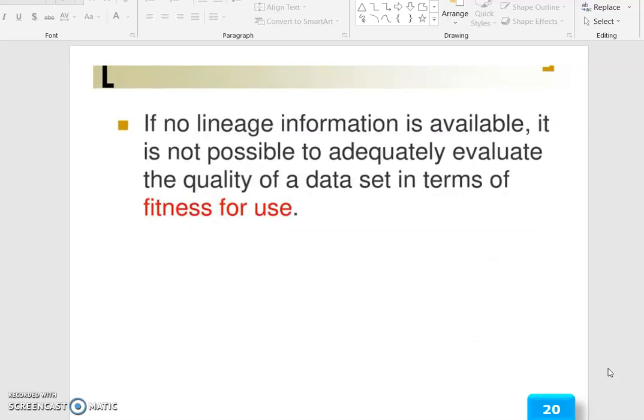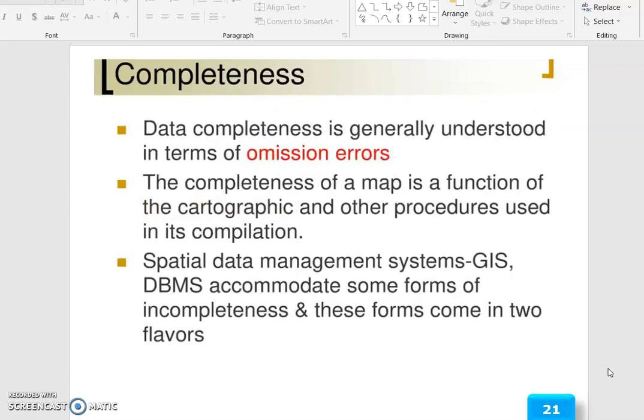So, if no lineage information is available, it is not possible to adequately evaluate the quality of a data set in terms of fitness for use. Completeness: data completeness is generally understood in terms of omission error. The completeness of a map is a function of the cartographic and other procedures used in its compilation.